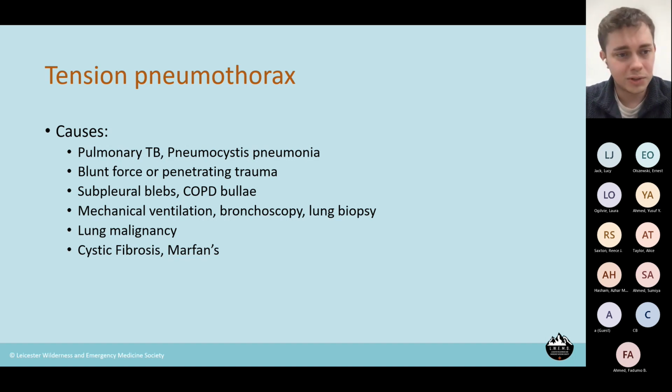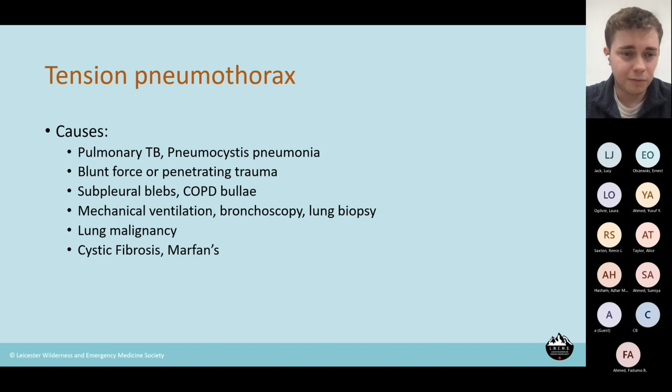And again, there are various causes of it. You can get infective causes, so any kind of pulmonary infections, pneumonia, and pulmonary TB. We get inflammation of the alveoli and they can rupture.